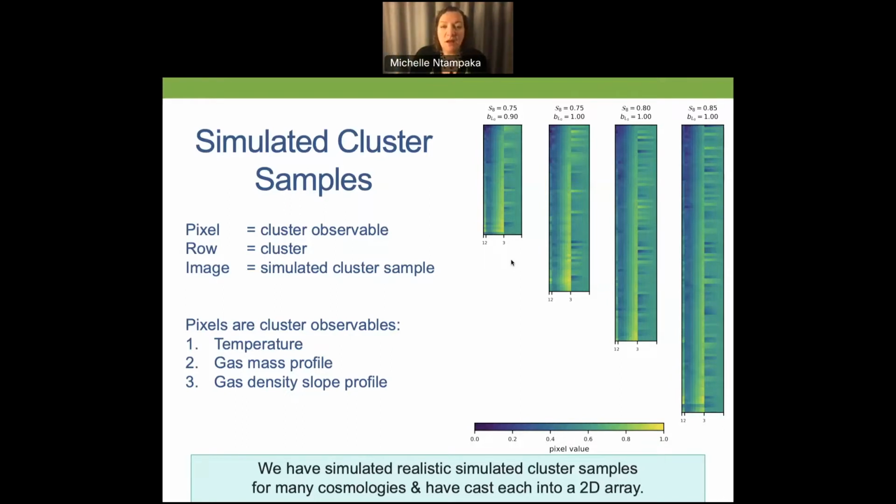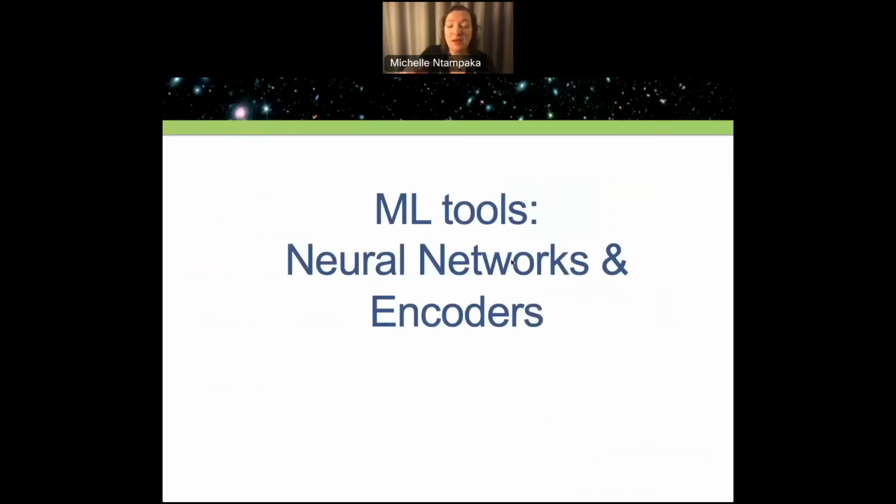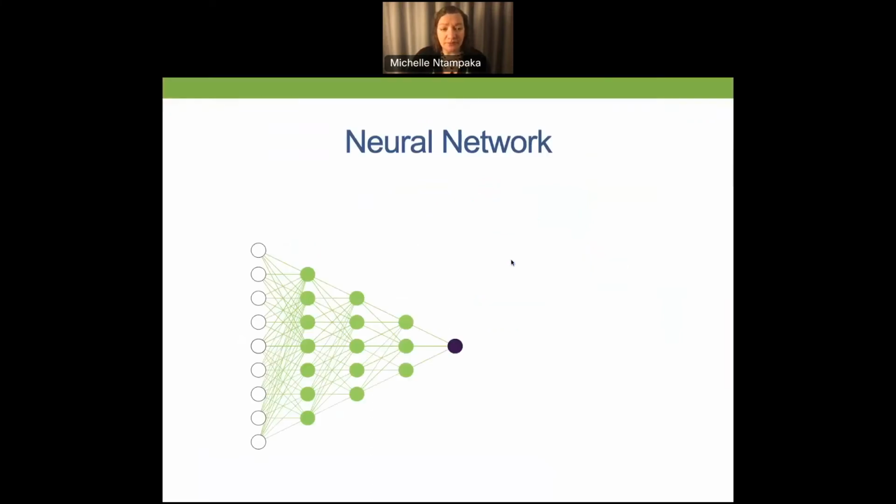All right. So you can see these samples here for a number of different S8s or sigma 8s. They're going to produce different abundances of clusters with different observational parameters. So to quickly summarize here, we have simulated realistic cluster samples for many cosmologies and have cast each into a 2D array. Let's now talk about the machine learning tool and the approach for this. We're going to start by talking about neural networks.